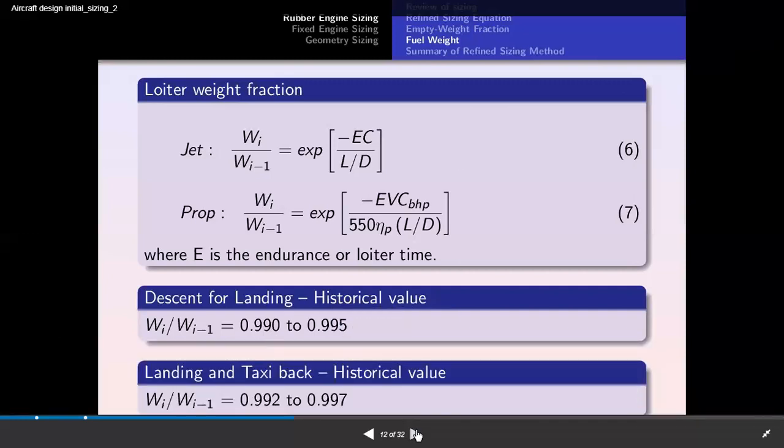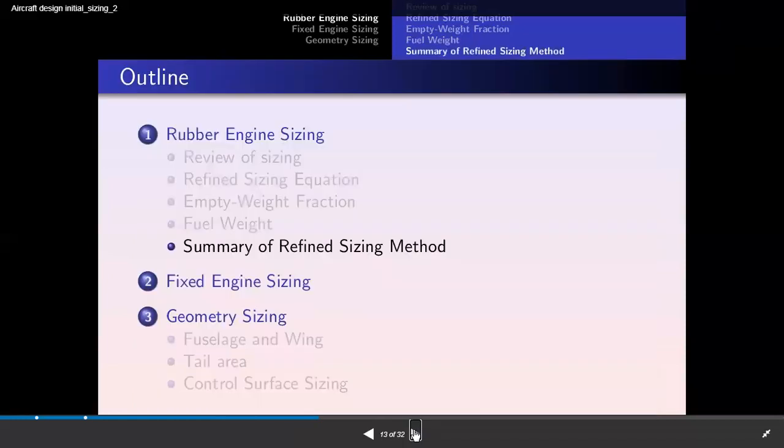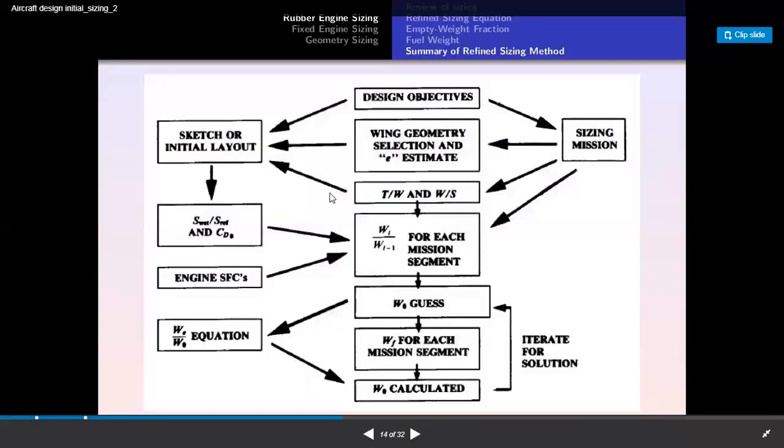And here is the summary of the refined sizing method. Here we studied the review of sizing and the refined sizing equation, empty weight fraction, and fuel weight fractions. Now, just to understand it, this is the summary. We see the design objectives, the sizing mission, and the sketch or initial layout, the wing geometry selection and estimation. E is the Oswald efficiency, then thrust to weight ratio and wing loading, and Wi by Wi minus 1 according to the Breguet range equation and the Breguet endurance equation, and the loiter equations for each mission segment.